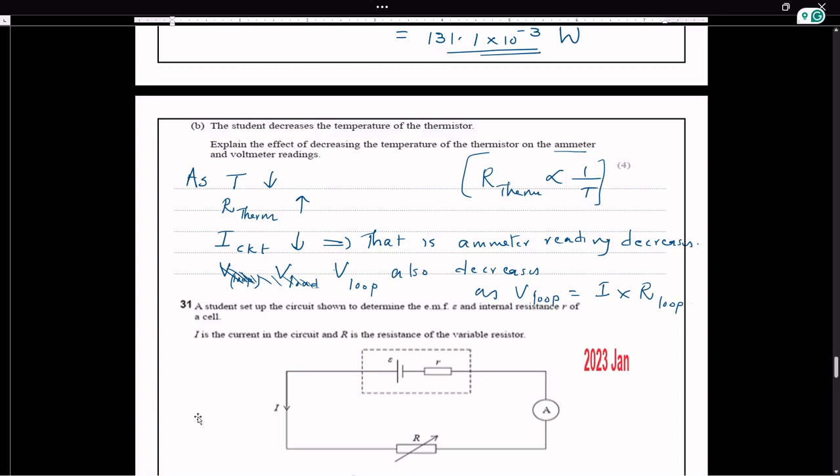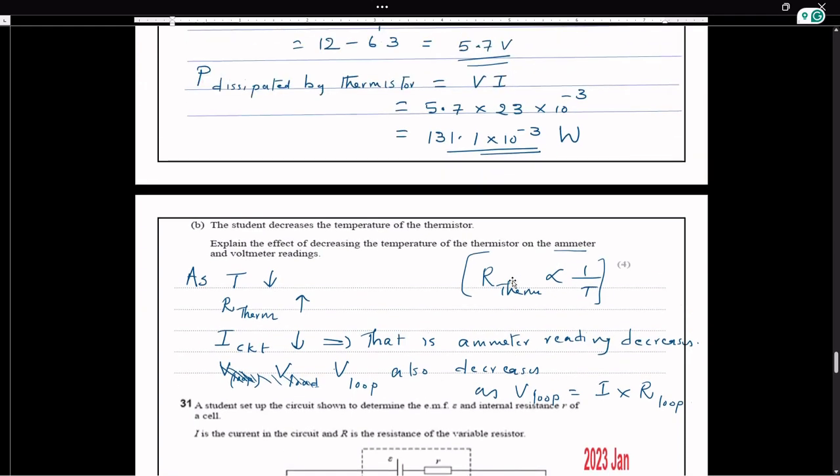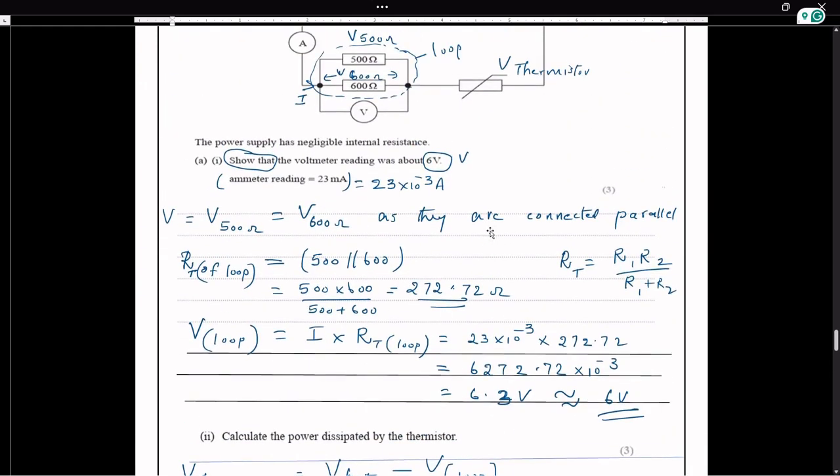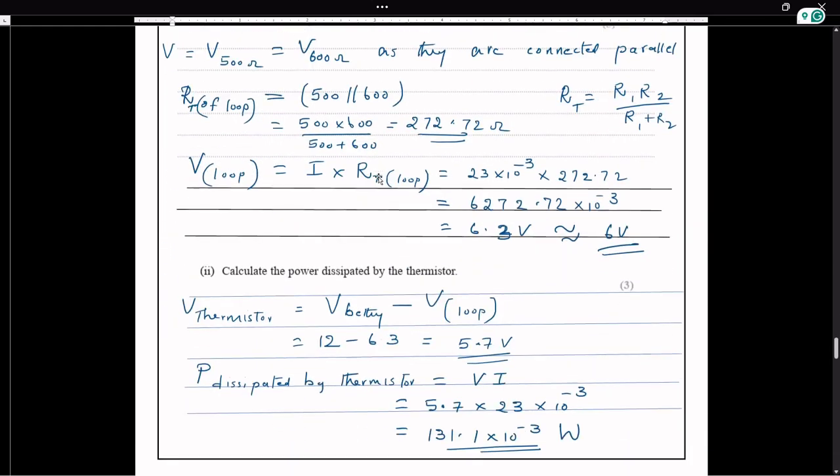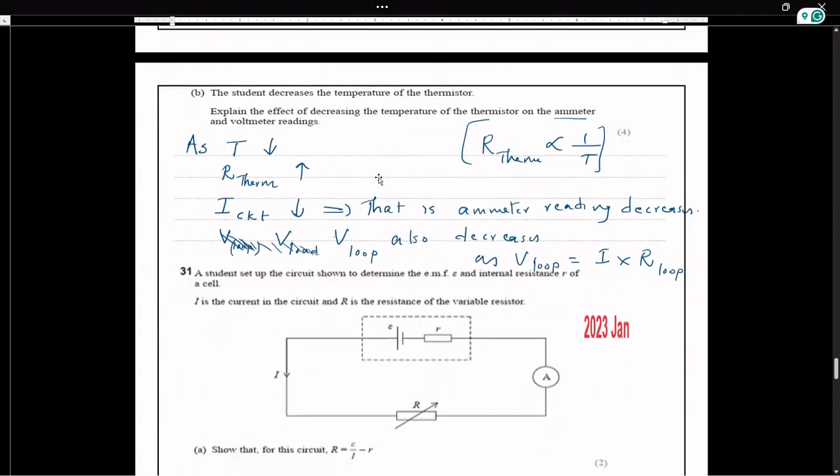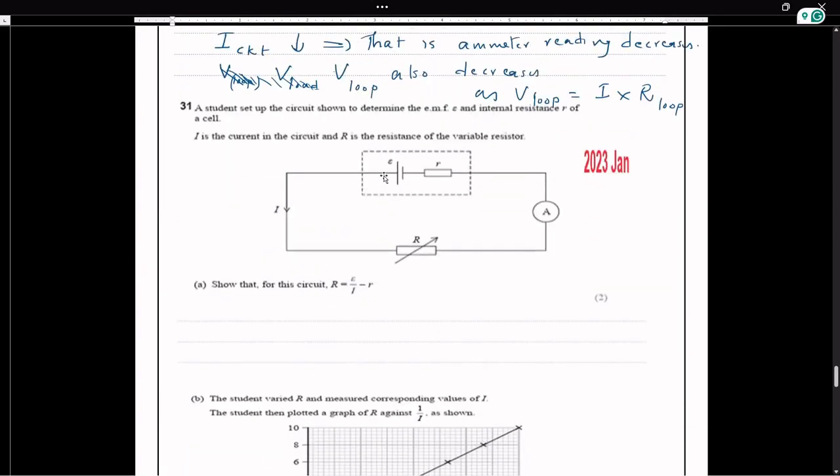So both the voltmeter reading and the ammeter reading are decreasing. Now we will move on to the next question.